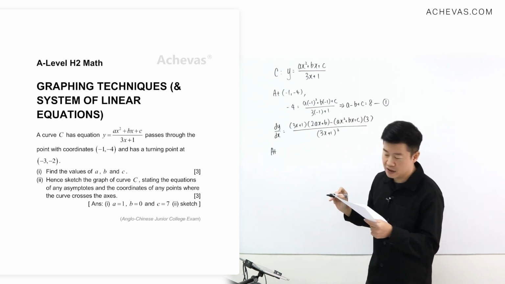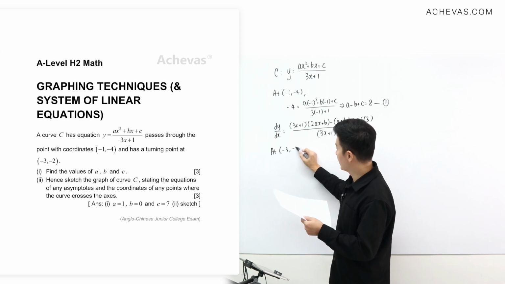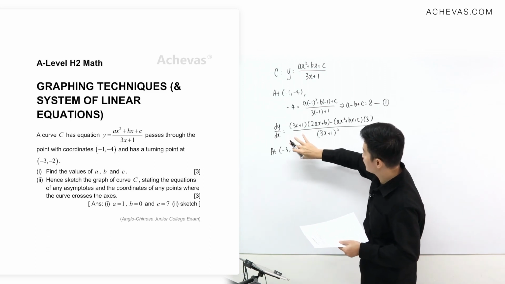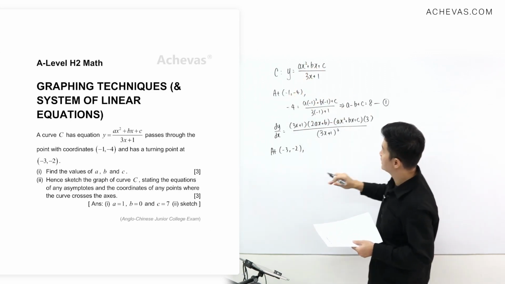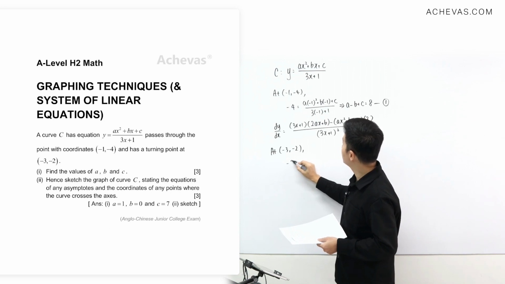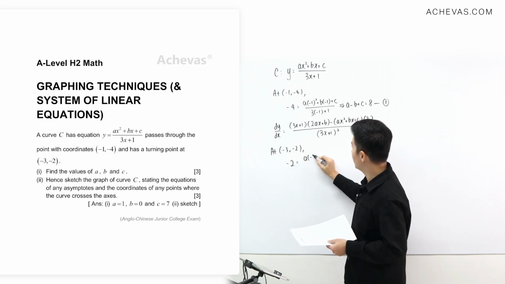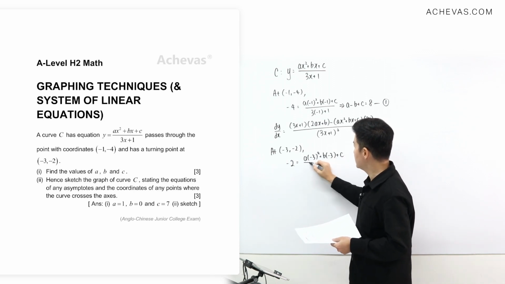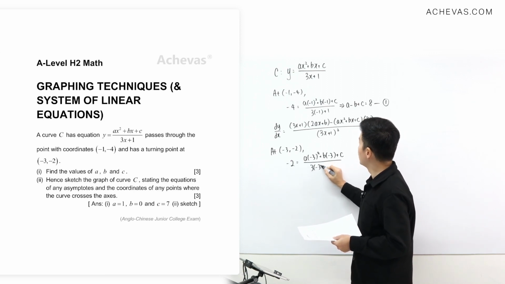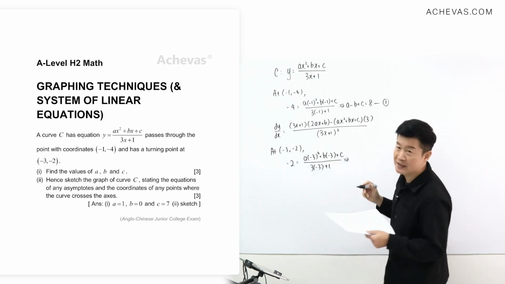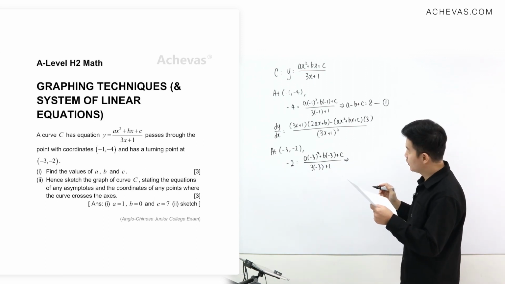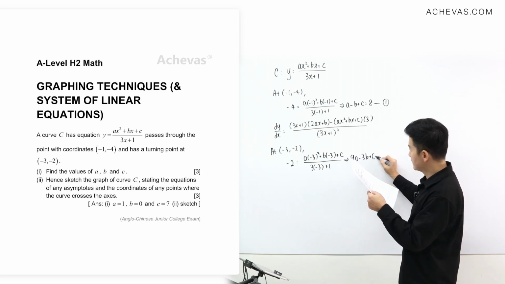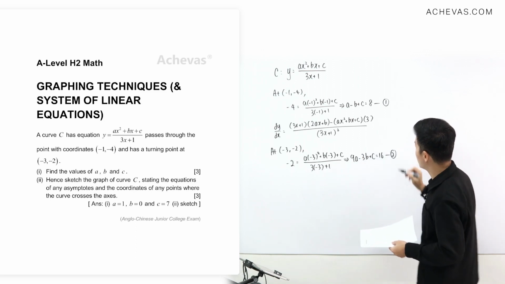So according to the question, at the point -3, -2, x is going to be equal to -3 and y is going to be equal to -2. Let's substitute the two values into this, just like what we have done here first. So -2 is equal to a times (-3) squared, plus b times (-3), plus c, over 3 times (-3) plus 1. This will give us our second equation, and this second equation will be 9a minus 3b plus c is equal to 16. So this is equation number 2.